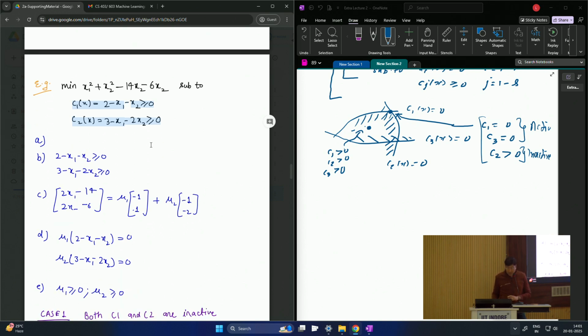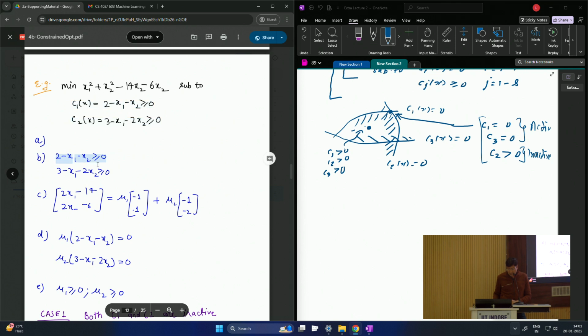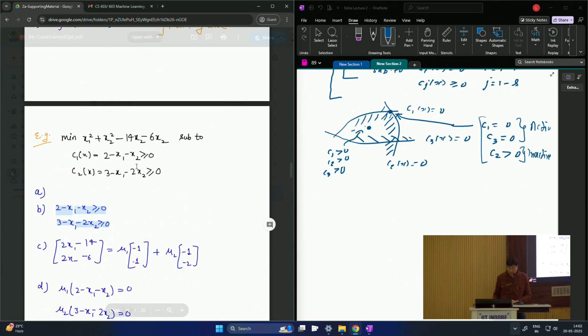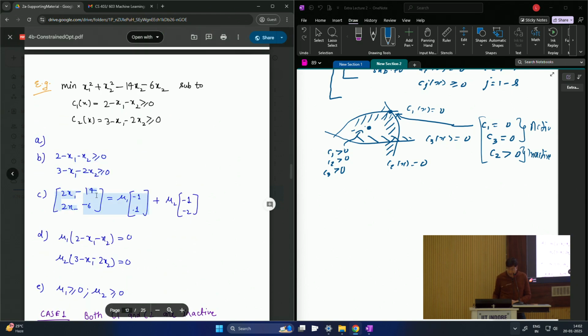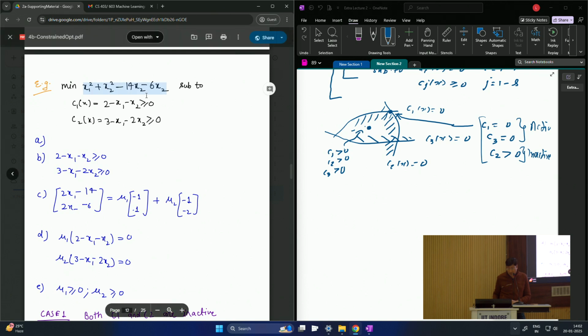So now we'll write the 5 conditions. So there is no A condition. There is the B condition, which is just satisfying the feasibility condition for the inequality constraint. Then we'll write the gradient of the function is the linear combination of the gradient of the constraints. Yes or no? So what is the gradient of the function? This is 2x1, 2x2.